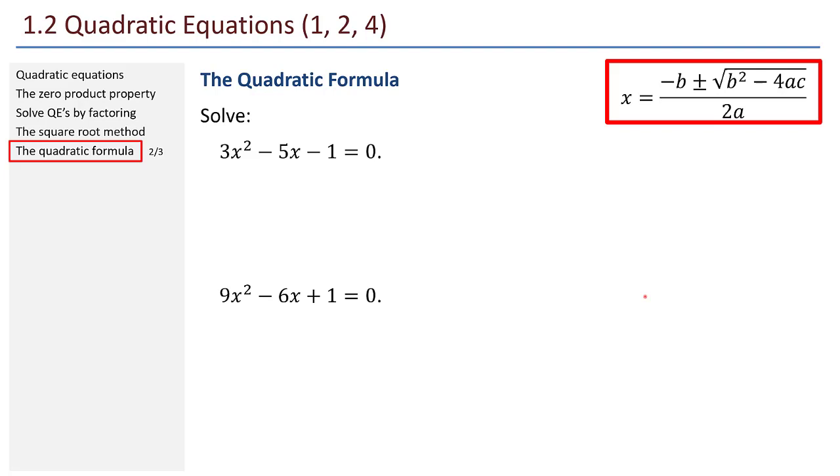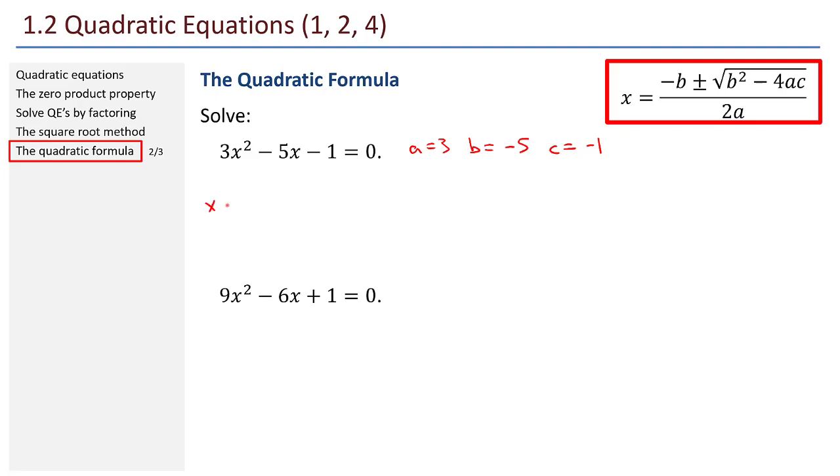Here are a couple more problems that we can solve using the quadratic formula. Let's give it a try. First problem, a equals 3, b equals -5, c equals -1. Be sure to pause the video if you see something you're not sure about. You want to make sure that you're following along and understanding why I'm doing what I'm doing.